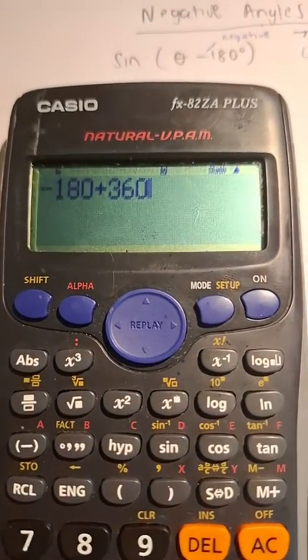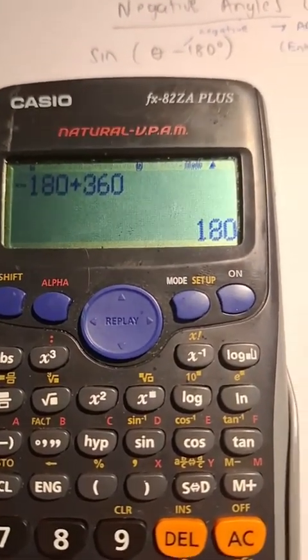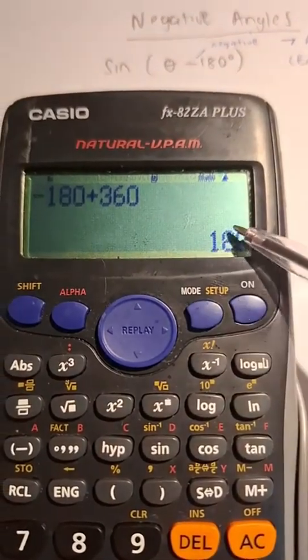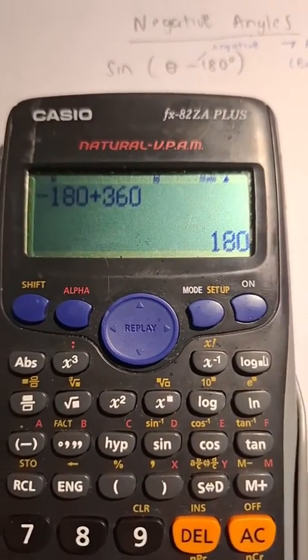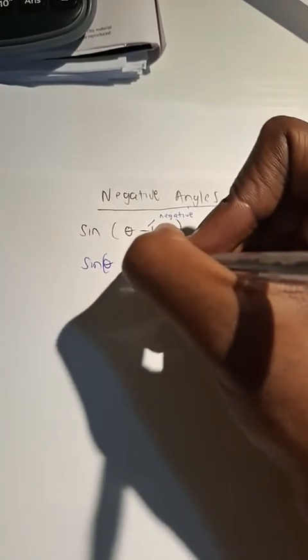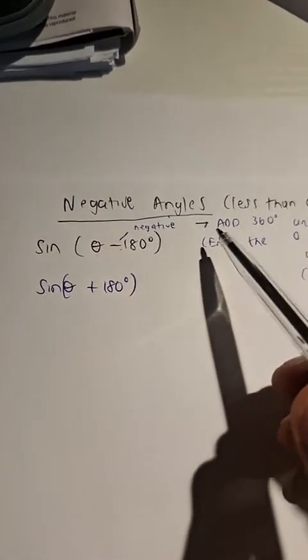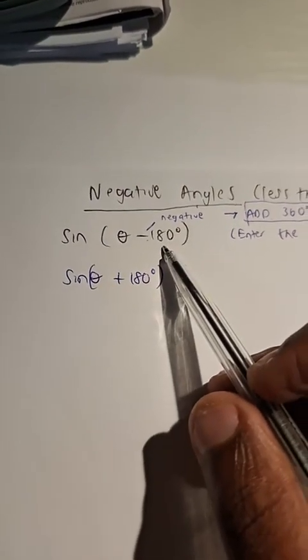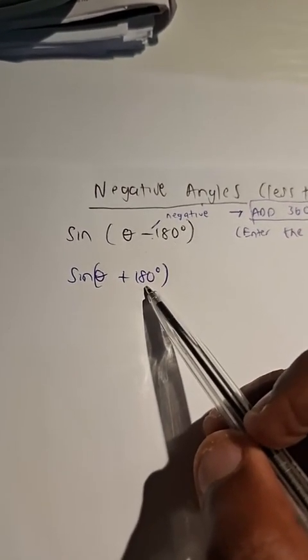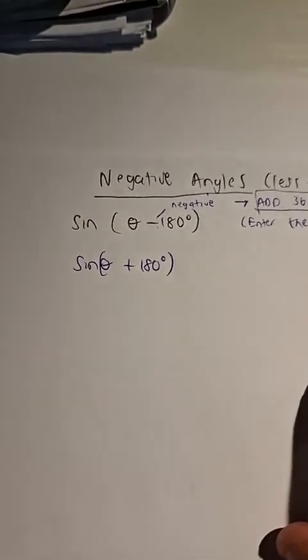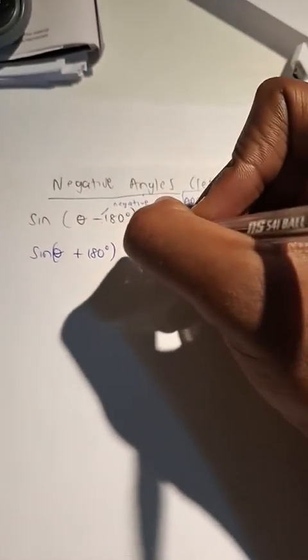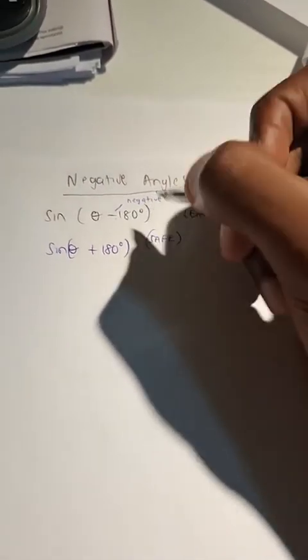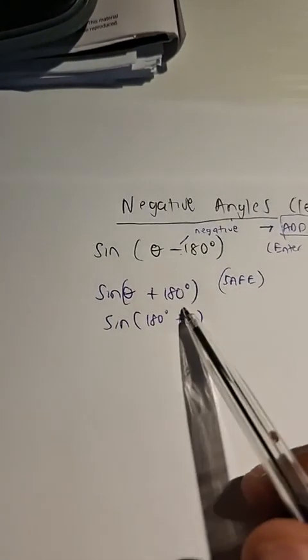Negative 180 plus 360, you get 180. And this 180 is positive. 180 is also within the 0 to 360 interval. So I love this. Now this minus 180 is now 180 degrees. Why? Because I just added 360 degrees to negative 180 to get 180 degrees, which is an angle within the 0 to 360 interval. So I am now safe and ready to write this in the correct order.